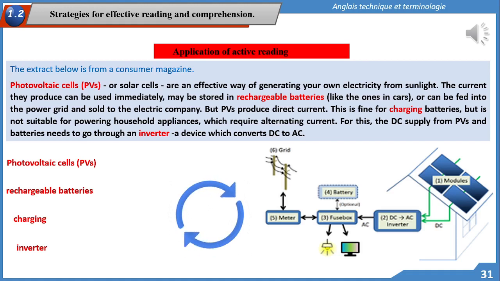But PVs produce direct current. This is fine for charging batteries, but is not suitable for powering household appliances, which require alternating current. For this, the DC supply from PVs and batteries needs to go through an inverter, a device which converts DC to AC.